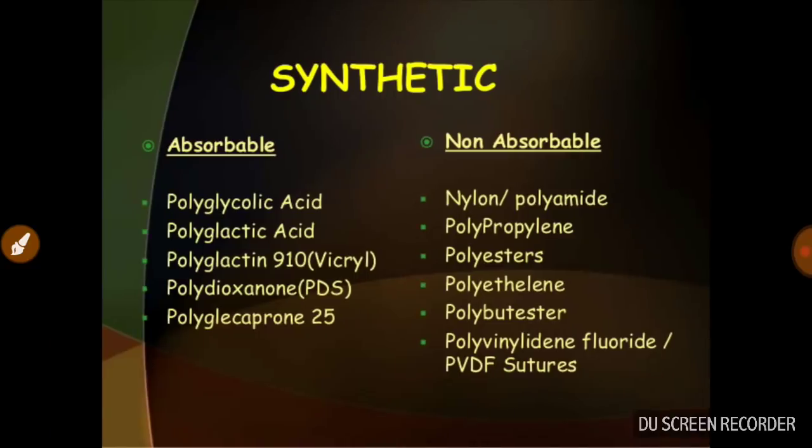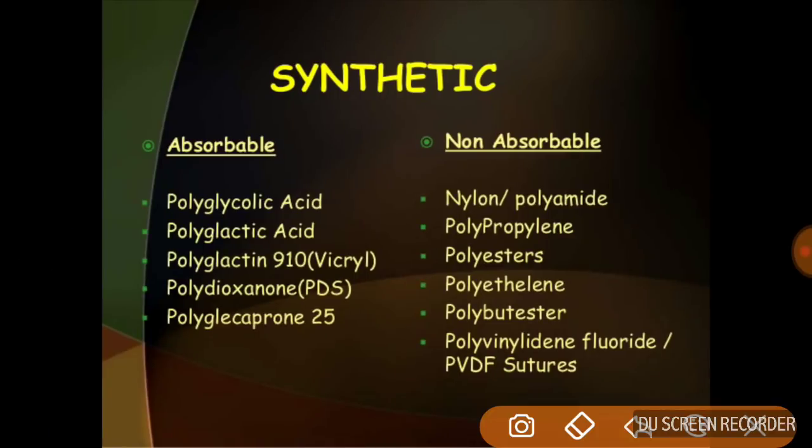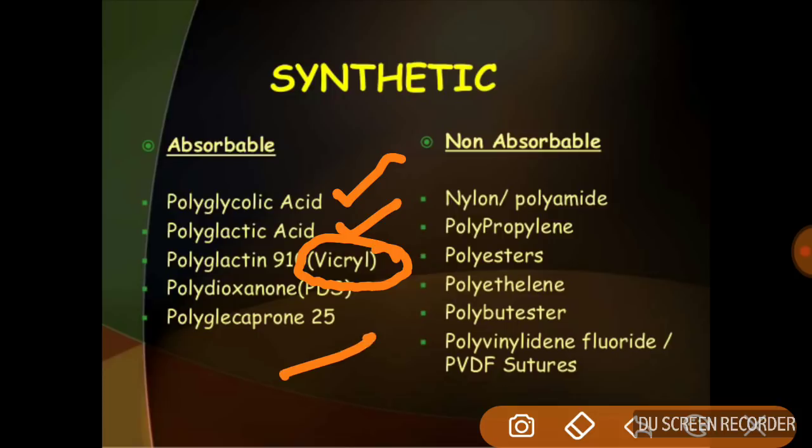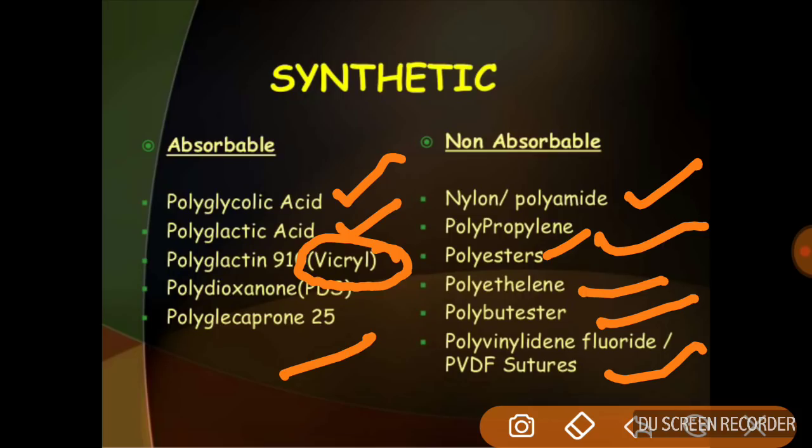Synthetic, in a similar way, absorbable are more important, like polyglycolic acid, polylactic acid, Vicryl. You must have used, very commonly used, polyglactin 910, then polydioxanone and poliglecaprone 25. Non-absorbable, you all know: nylon, polypropylene, polyester, polyethylene, polybutester, and polyvinylidene fluoride or PVDF suture. Now one by one I will try to give you a gist of each.